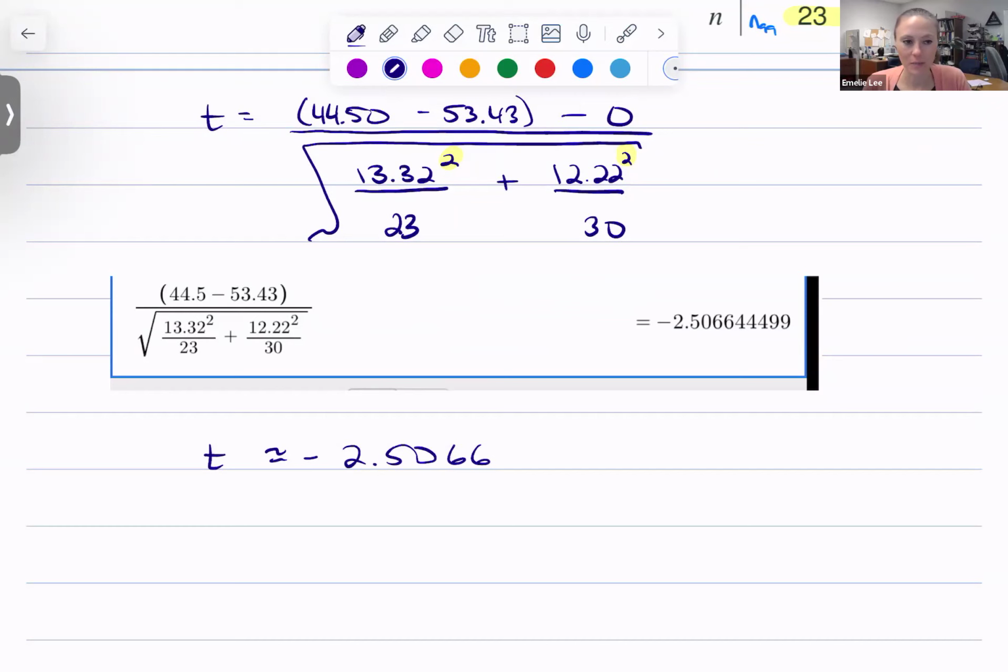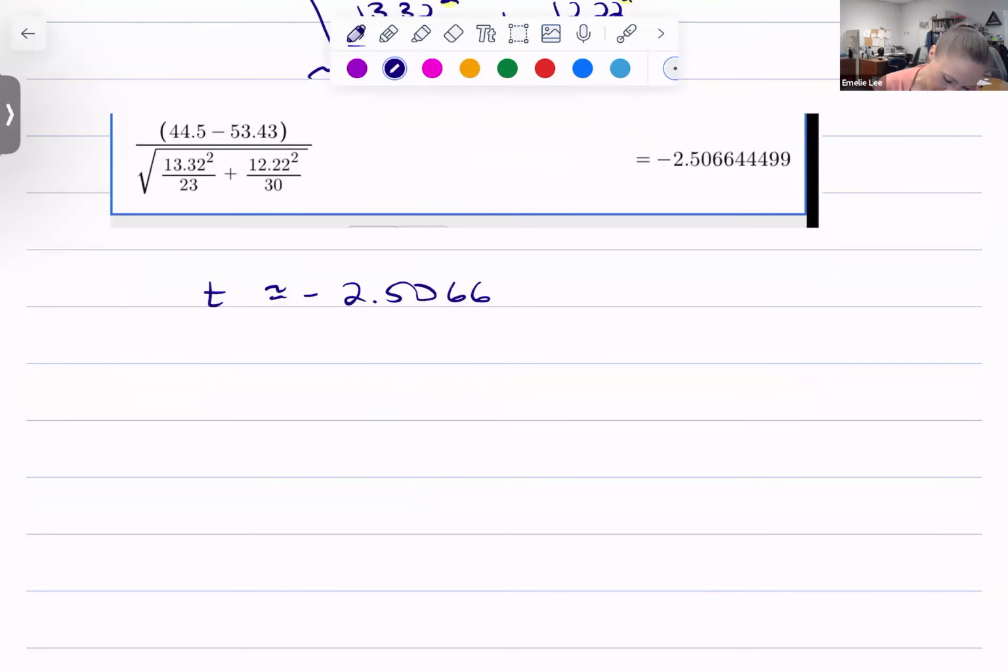I did 4 decimal places, doesn't really matter. The table, if you're using the table, has 3 decimal places, so you want to have at least 3 decimal places. Now, step 3. Find the p-value.